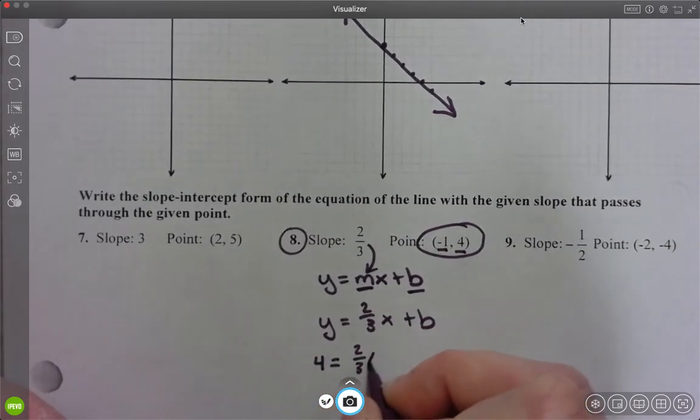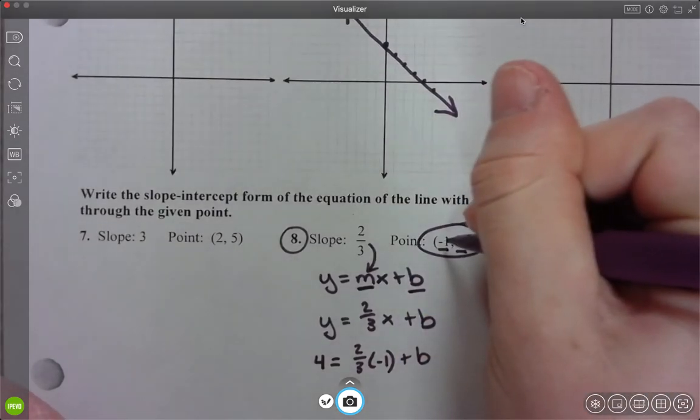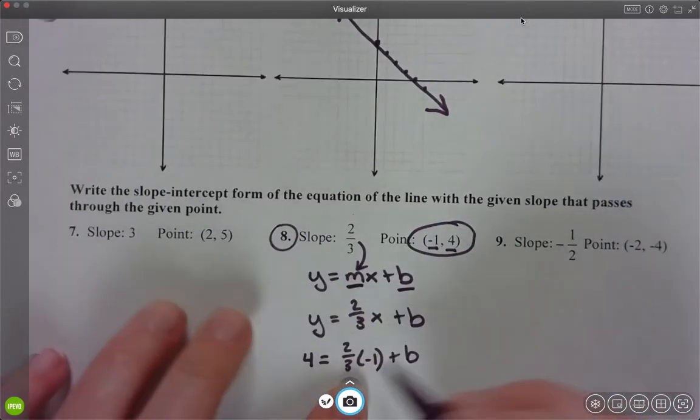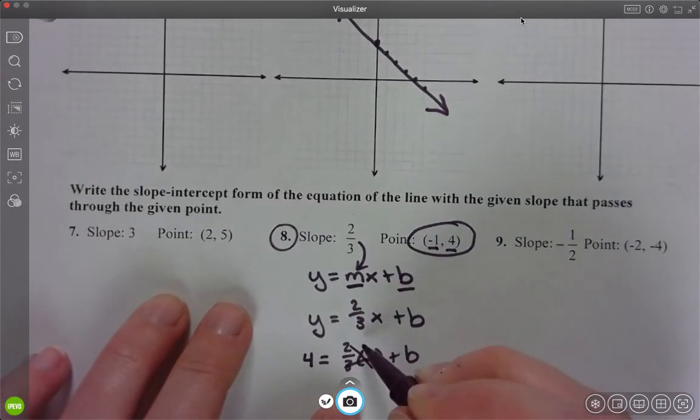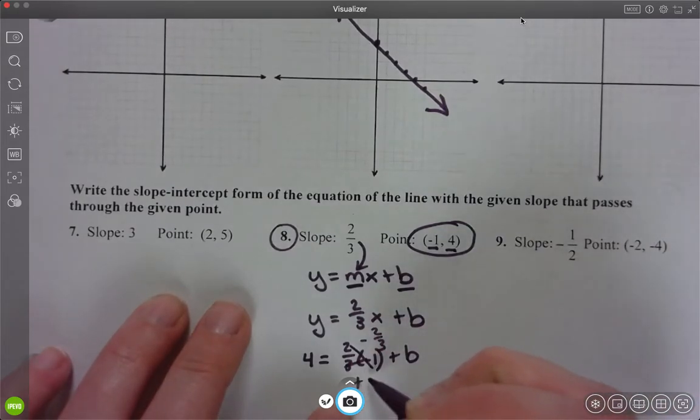Negative 1 goes here. Don't put them the other way around. Even though the negative 1 comes first, that goes in for x, not for y. Okay? 2/3 times negative 1 is going to be a negative 2/3. Okay? And then to get b by itself, I'm going to add that 2/3 to the other side.